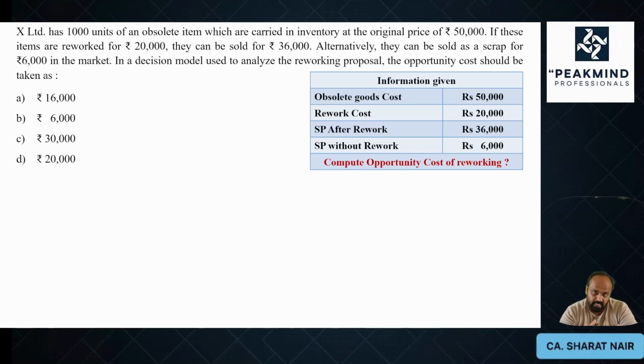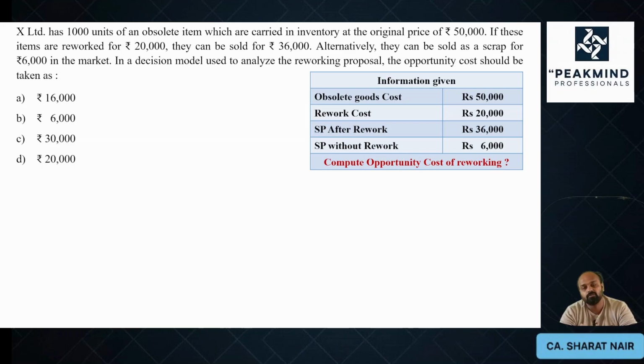These can be reworked by incurring an additional 20,000 rupees, and it can be sold thereafter for 36,000 rupees. If I am not planning to rework it, in the current status I can dispose of it if somebody comes for rupees 6,000. They are asking us to find out, if I am going for the rework, what will be my opportunity cost? So the answer is very simple.